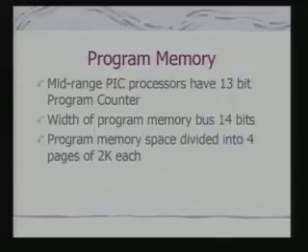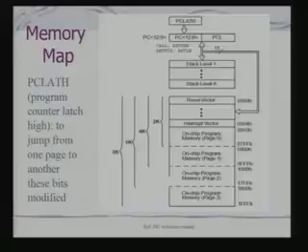Let's see how this organization is really managed. So I have the PC. The PC has how many bits? 13 bits. Okay. Out of these 13 bits, a part of it is mapped to what is called the program counter latch high register. Okay.